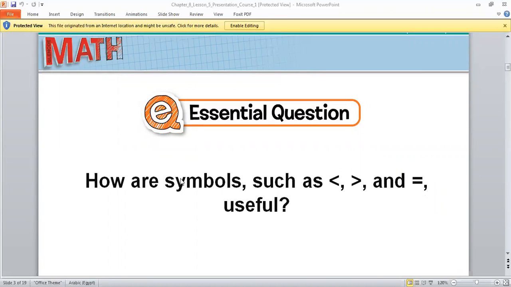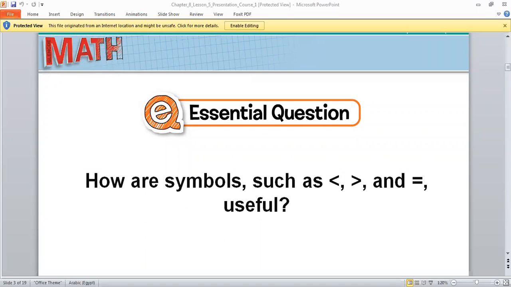Repeat the question again. How are symbols such as less than, greater than, and equal useful? This is less than. Greater than and equal. Less than, greater than and equal.